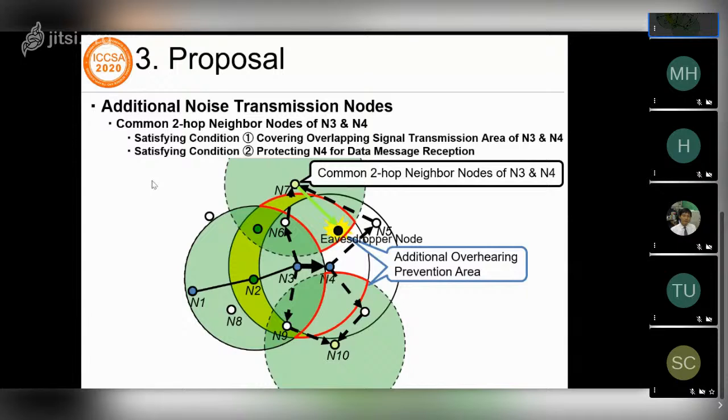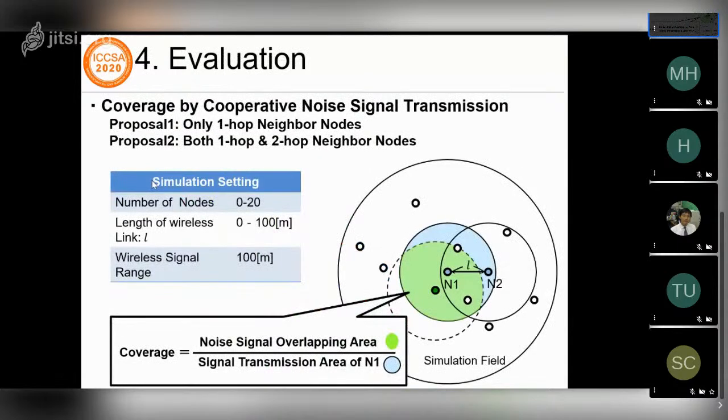We have designed an extended routing protocol to determine noise transmission nodes and an extended RTS-CTS control protocol to notify them of the time when they transmit noise signals. We evaluated the coverage of our two methods, the only one-hop neighbor method and the one and two-hop neighbor method, in some simulation experiments.